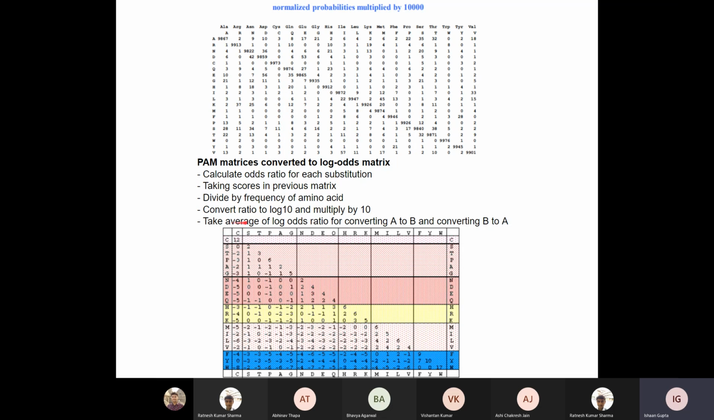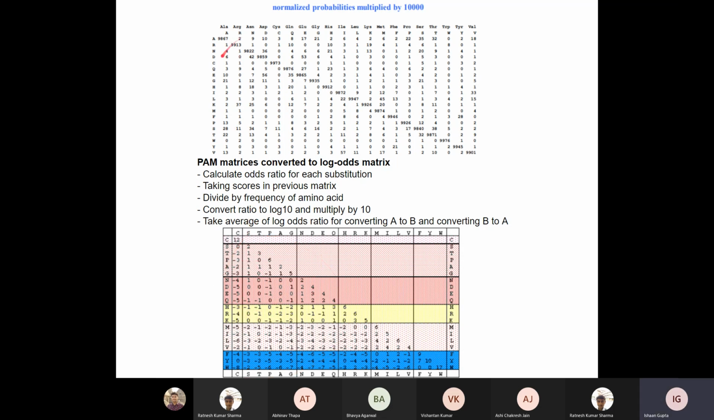And then you multiply it by 10 and you would essentially be getting values like this. So once you take the log, you will have A converting into R, and they say alanine converting into R here. And then you will have arginine converting into A, right? So you will have two of these log odds ratios, and you will be taking the average of these two log odds ratios. And then you will be converting into a matrix like this.